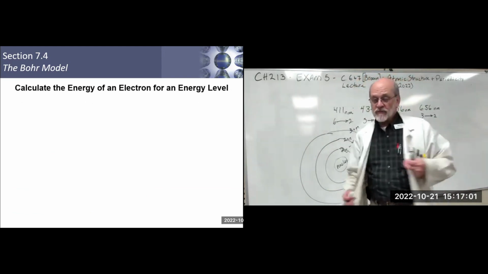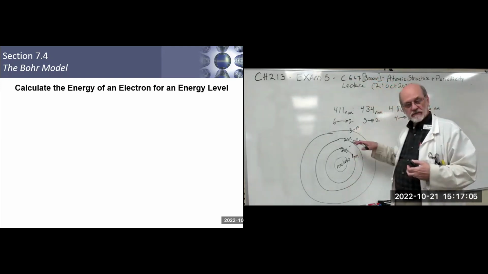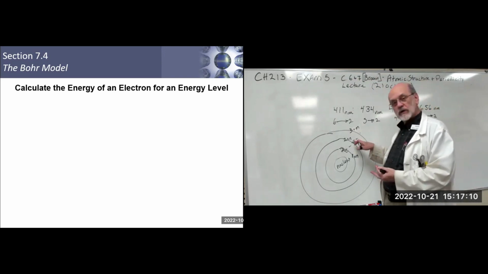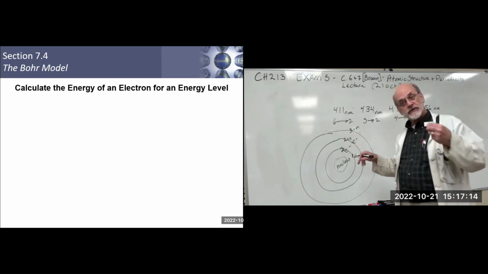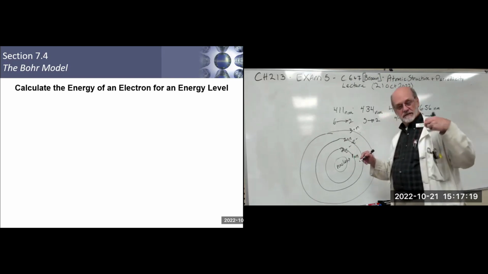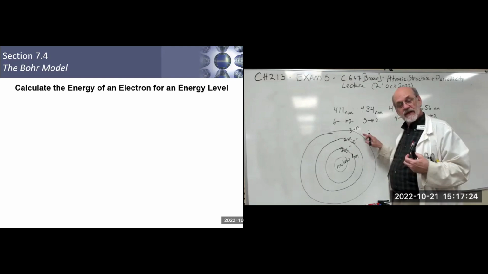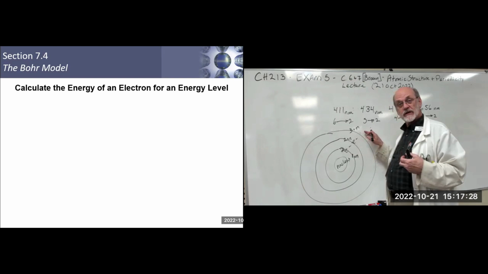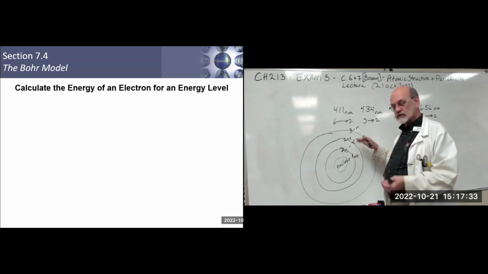What Bohr also provided was a way to calculate the energy of the transition. He provided equations along with his model that would calculate the energy of transition, or actually first the energy of the level itself. And then if you know the energy of this level and the energy of that level, then the amount of energy it took to transition up or the amount of energy given off transitioning down could be calculated. You just subtract one from the other.